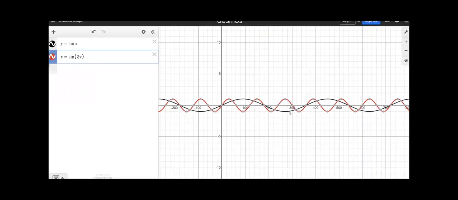So you can see it becomes narrow, meaning its period will be 1 over 3 of the period of sine x. So what was the period of sine x? Obviously, we have seen that it is 0 to 2 pi, or 360 degrees. So when you plot the graph of sine 3x, one wave should finish at 360 divided by 3, 120 degrees. You can see it starts from 0 and ends at 120 degrees. This is the main difference. You have to divide the period by 3.